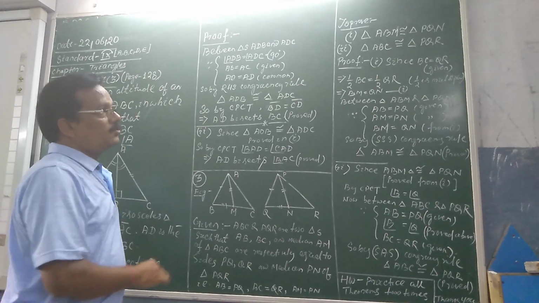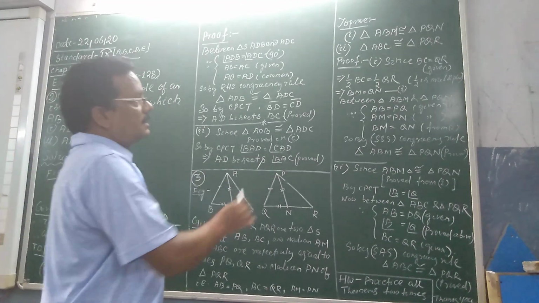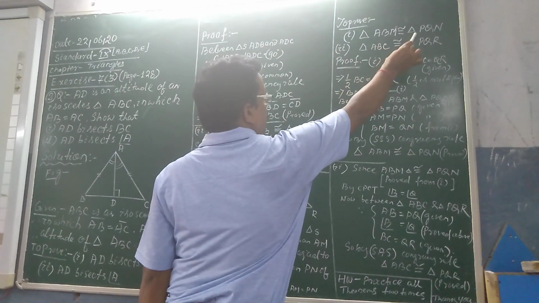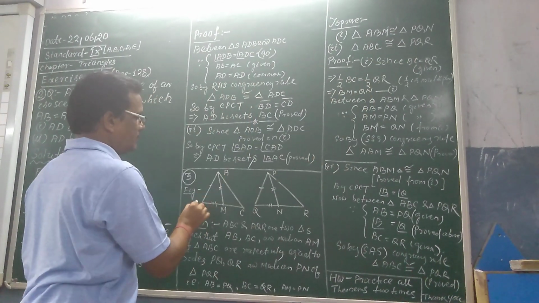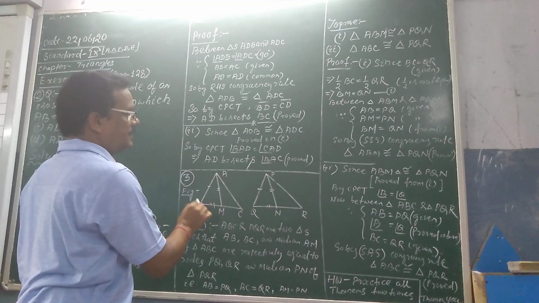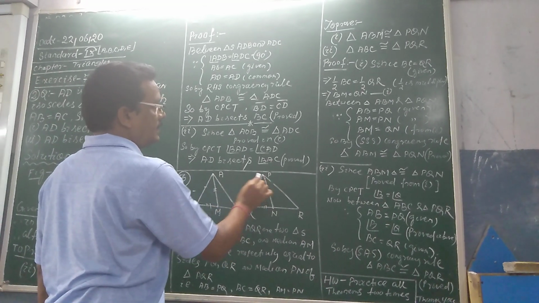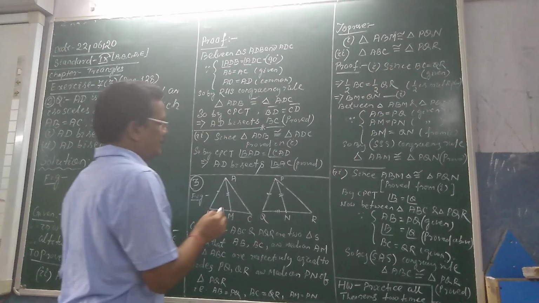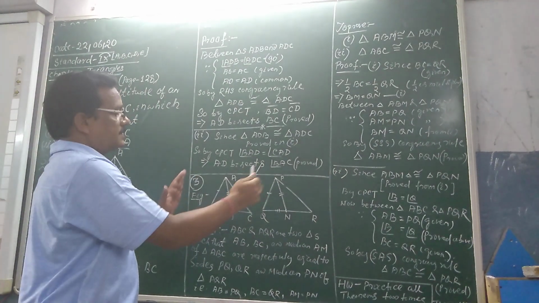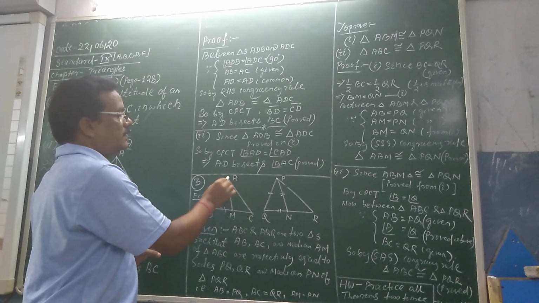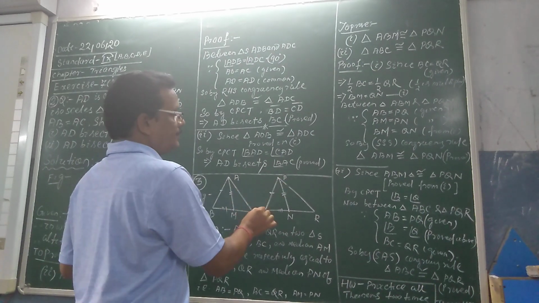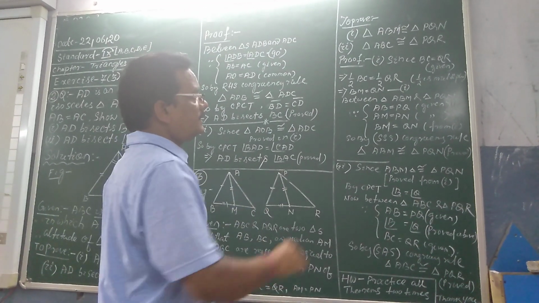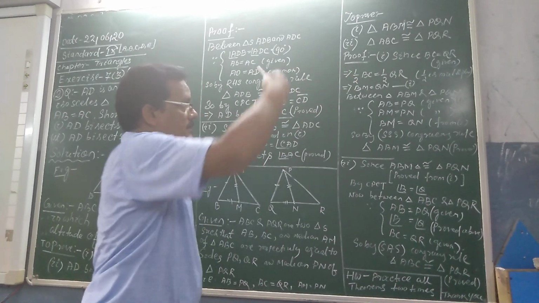Then you go to the two proofs. What are the two proofs? We have to prove triangle ABM is congruent to triangle PQN, and B2, triangle ABC is congruent to triangle PQR. Meaning we have to prove the two whole triangles, triangle ABC and triangle PQR, are congruent. Okay. Then you go to the main part of this solution.